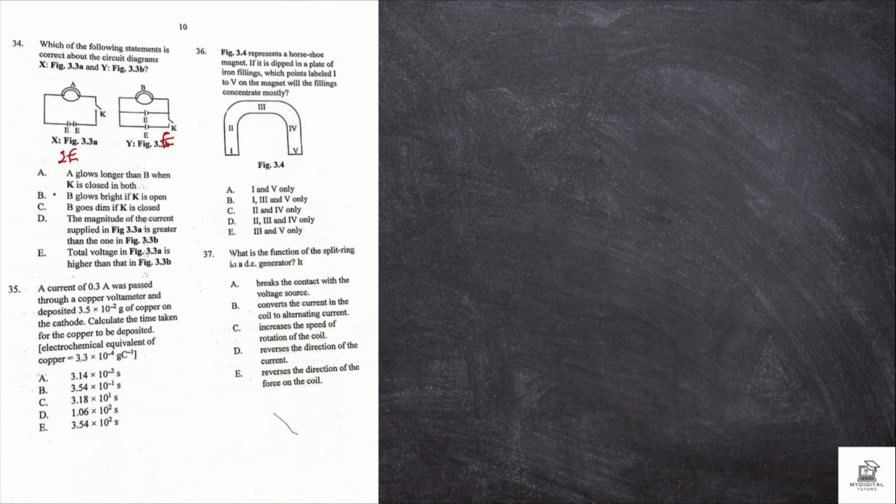Option B: B glows brighter if K is open. If K is open, what does it mean? That is off, so it's wrong. The only way this bulb will glow is when we close the key. Are we together? So option C: B goes dim if K is closed.